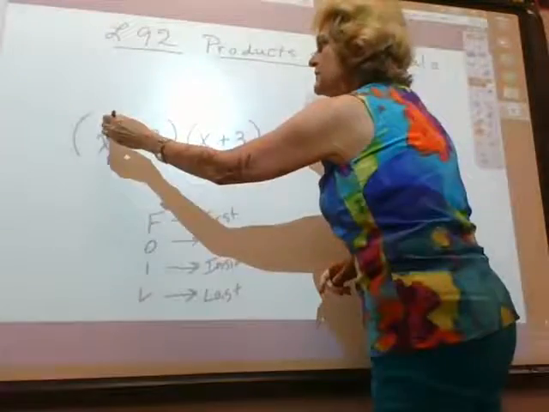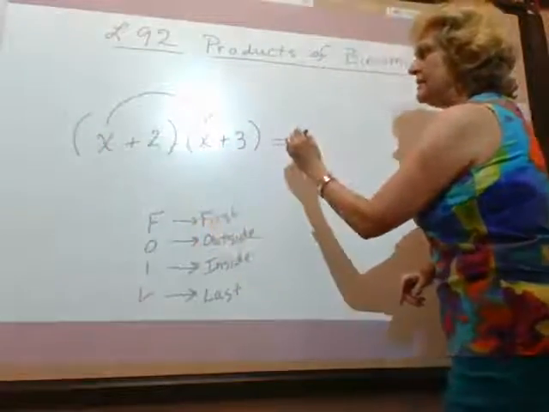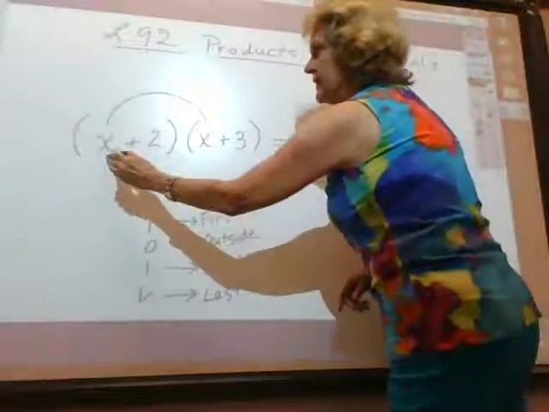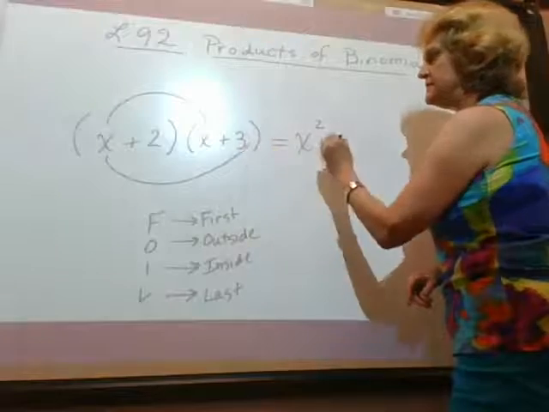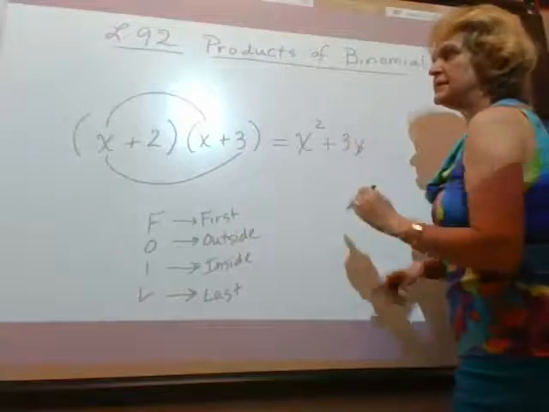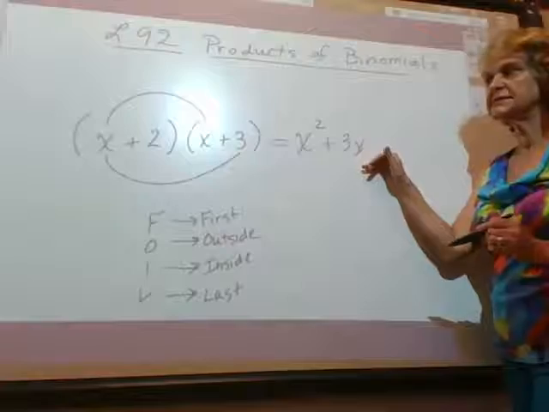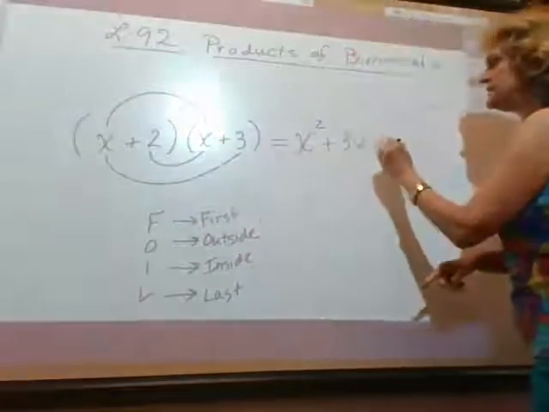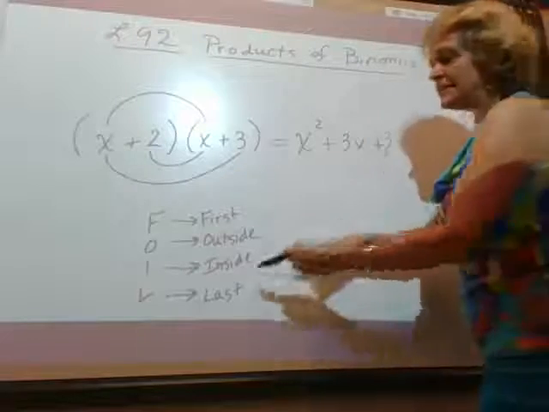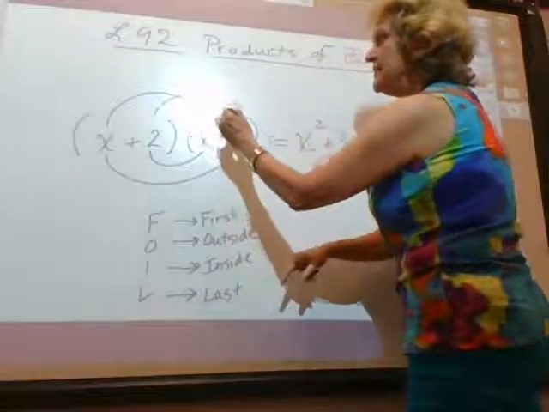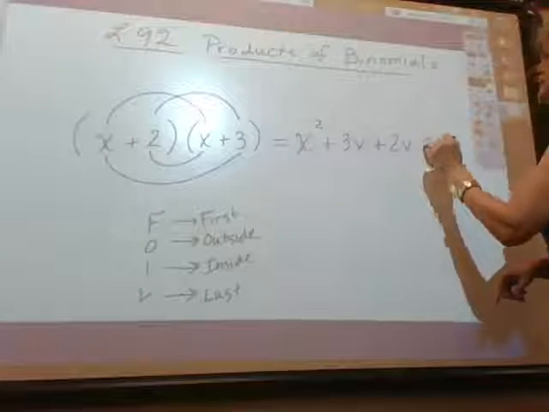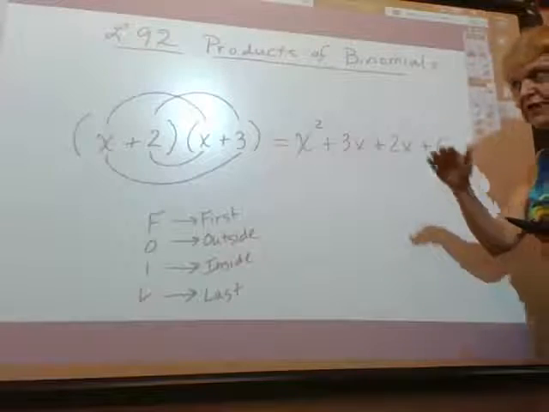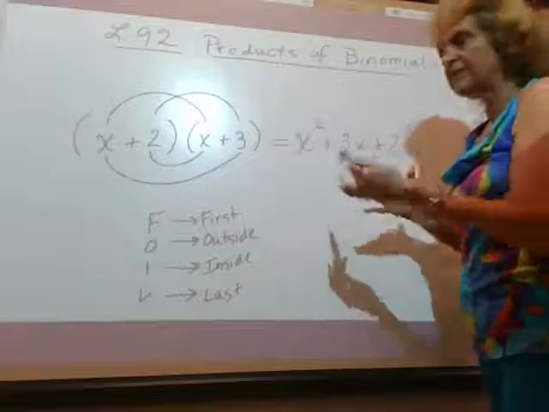Let's do first times first. Okay? So that's x squared. Now, outsides. Outside and outside. So that's going to be 3x, isn't it? X times 3, 3x. All right, the inside things. 2 times x, 2x. And then last, the last thing and the last thing. So 2 times 3 is 6. All right? So now we've multiplied everything. Every element's been multiplied by everything in the other binomial.